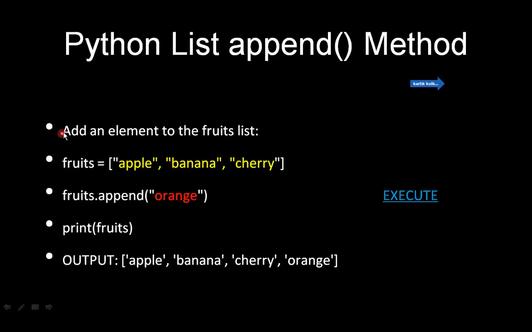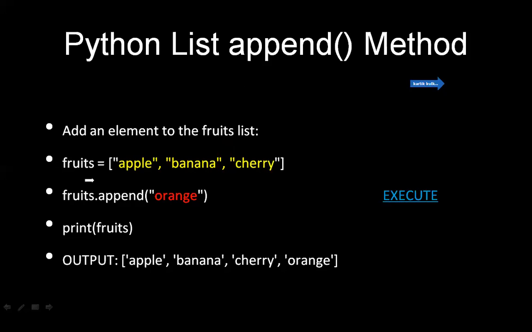Okay, so here, add an element to the end of the list. When we use the append method, it is going to add an element to the end of the list. That particular element is going to be appended to the end of the list. Now you can notice this by taking an example.